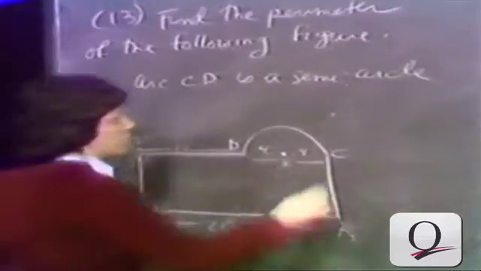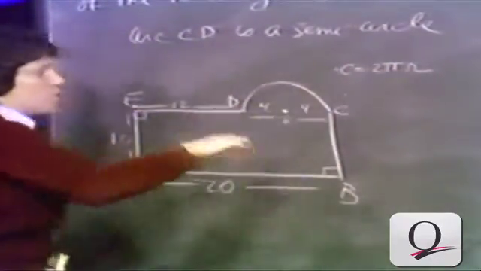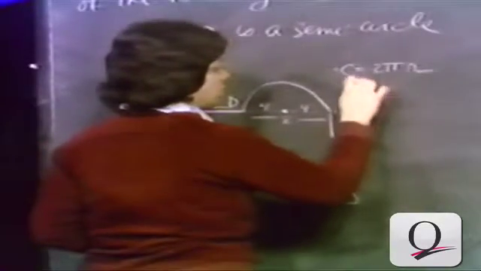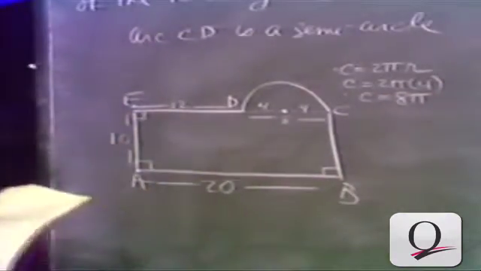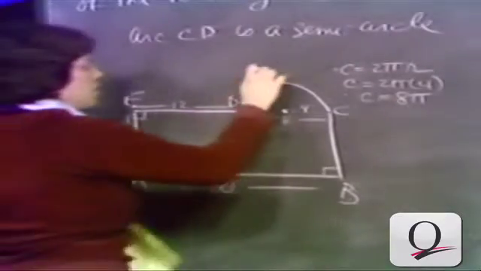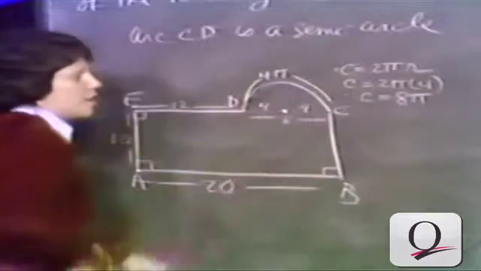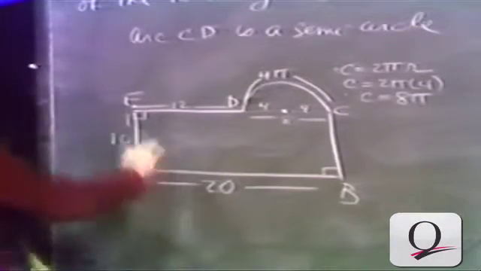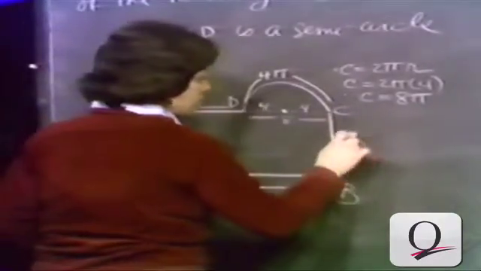Now, the circumference of a circle is 2 pi r. So the circumference of this, if it had been an entire circle, would be 2 pi times 4, or 8 pi. But because it's only a semicircle, the distance from here to here is only going to be half of the distance around the entire circle, or only 4 pi. Now, furthermore, if AE is 10, then BC is also going to be 10.